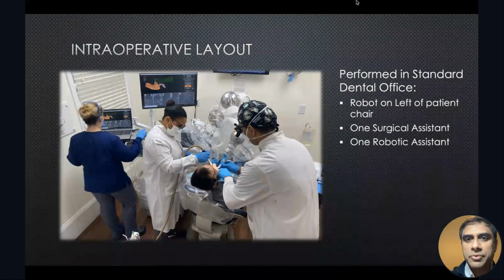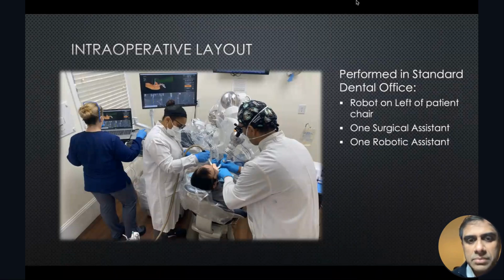So it's again performed in standard dental offices. A robot on the left, as we talked about, surgical assistant, and the robotic assistant. This is pretty much my setup. I have one person holding the suction and everything. I have one person who's a robotic coordinator, and then I'm just holding the robotic arm and placing the implant. Next slide, please.